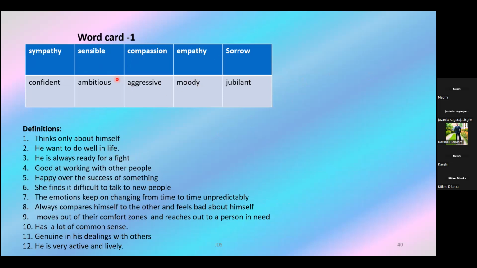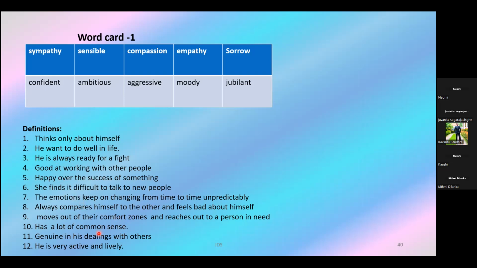Now here, not 6 words. There are 8 words. So you can decide on the number of words that you are going to have on the word card. Word card set 1. Here, I have given 8 words. And I have given 12 definitions. Not given. This will be with the teacher. They don't know this. This part of it is not known to the learners.